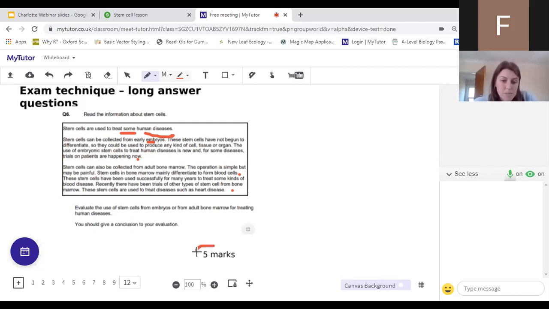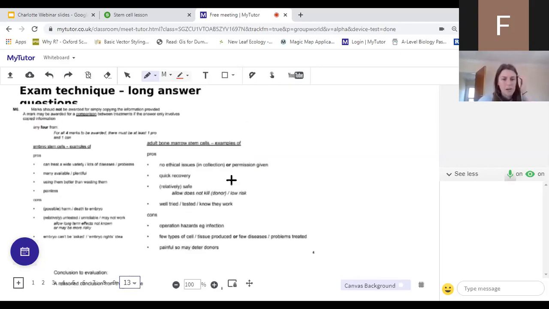For 5 marks, evaluate the use of stem cells from embryos or from adult bone marrow for treating human diseases. You should give a conclusion to your evaluation. Evaluate is a command word that we don't see very much. It's not quite explain, and it's definitely not state. It's asking for your opinion. It's asking for you to evaluate some evidence. So this is moving towards scientific thinking. And they want you to give a conclusion. So this is a mini essay. So let's have a look at how they mark that.